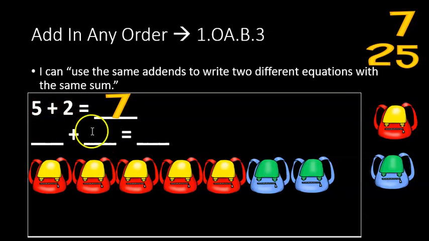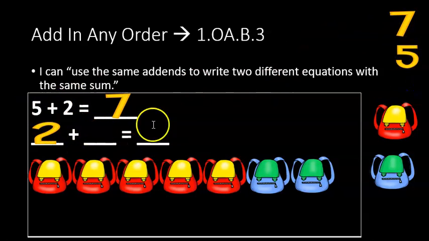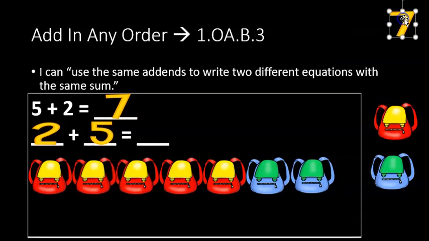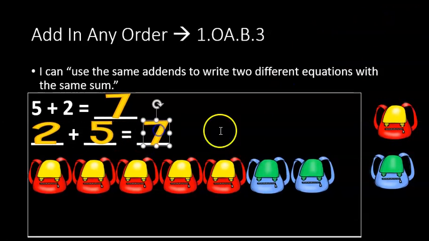Same thing. We're just going to rotate those numbers. Now look, 2 is here. So 2 has to go up front now. Okay? Now, 5 was up front. Now, 5 goes in that second line, okay? And like I said, boys and girls, you're going to get that same answer here. So we put 7 back there. So we have here, boys and girls, 5 plus 2 equals 7. 2 plus 5 equals 7.